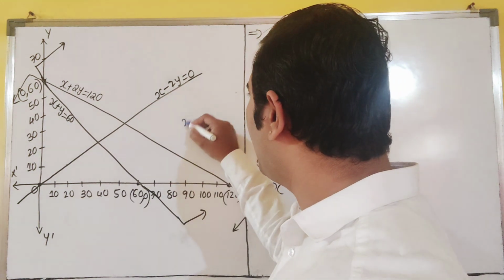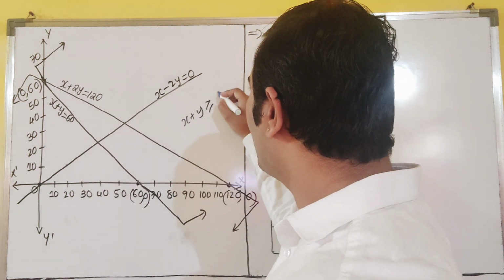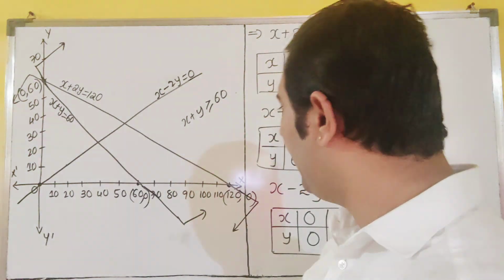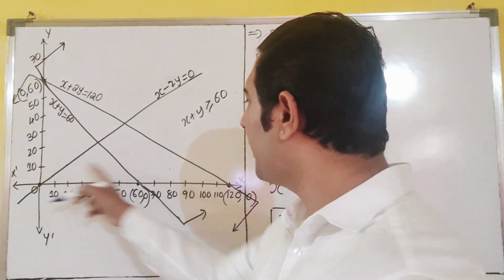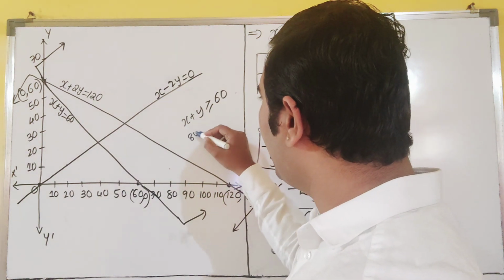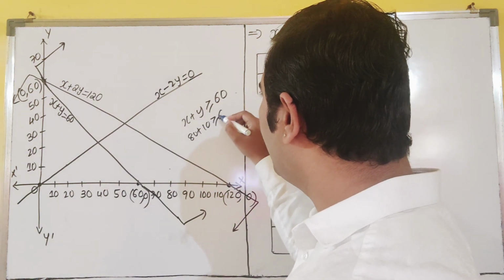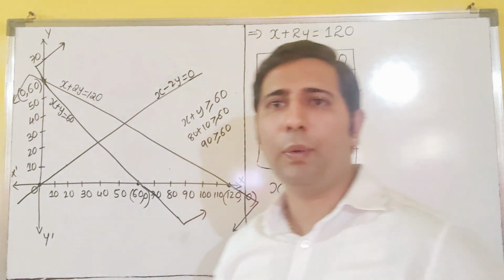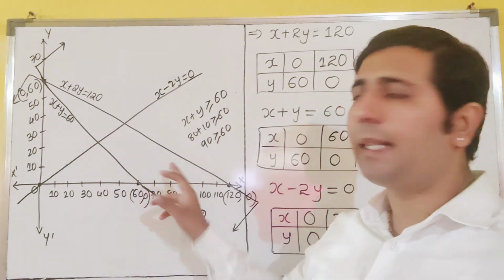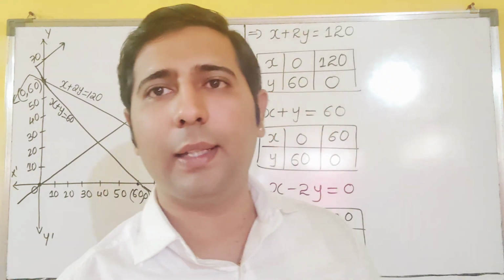For example, x plus y greater than or equal to 60 was there? Take a point here. x how much is there? 80, y how much? 10 you take. X is 80, y is 10. How much is it? 90 or not? 90 is greater than 60, no? We are showing on this side. That means shading is satisfying, dear students.